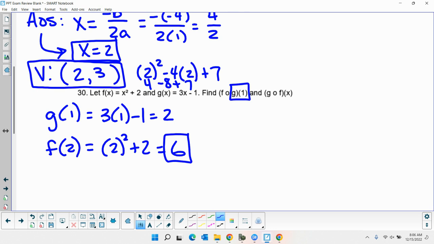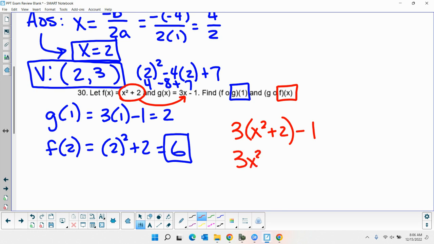And then this one means I'm taking this, f of x, and I'm putting it in for x in the g one, right? That's what we did last week. So this is 3, and then put x squared plus 2 in place of the x, and then minus 1. So distribute your 3, and then combine like terms.